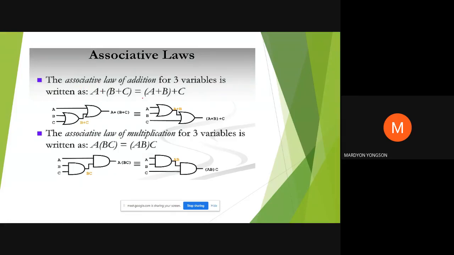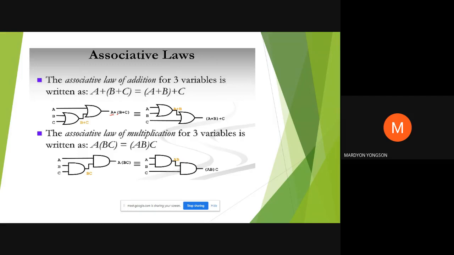So sa associative law naman of addition, we associate the equation equivalent to the other equation. As you can see, we have this OR gate. We have these two OR gates. We associate it with the other OR gate. So we have here as A. So we have A. And then since OR gate siya, we use addition.